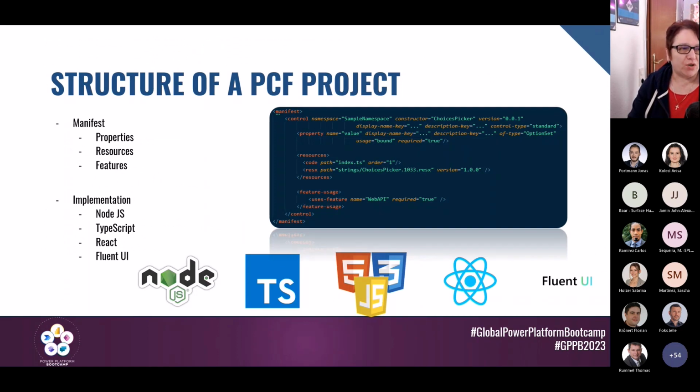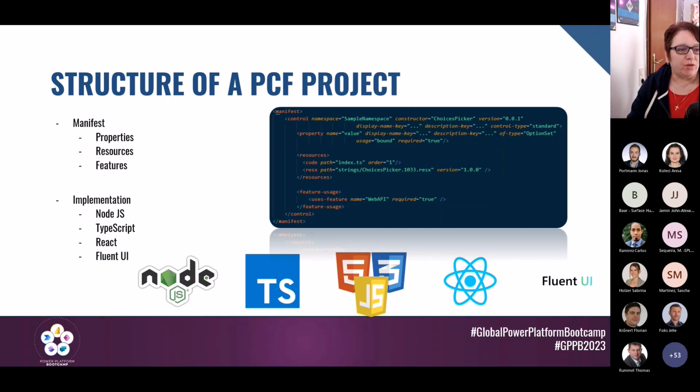The structure of the PCF project will include the manifest and the implementation of course, the resources that we need there. I think the manifest is actually one of the most important parts because from the design perspective, you tell the platform what you have inside a PCF and how this PCF interacts with the platform. And we have there the properties, which you declare there. We have the resources, including the implementation, but also some images or some CSS or other translation files and stuff like that. And we have also the feature usage, where we can tell the platform that we want to use, for instance, Web API or the context.